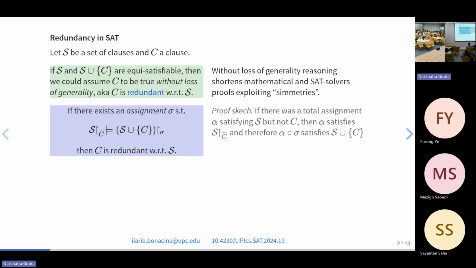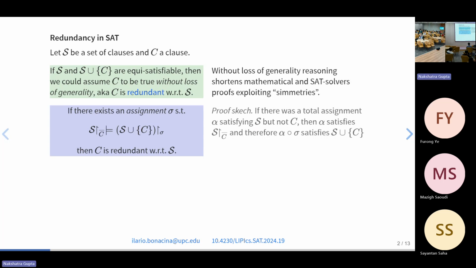So of course, a clause that is a logical consequence of S is redundant, but we're interested in clauses that are not logical implications. One way to check if a clause is redundant is if this property holds: if there exists some assignment sigma such that the set of clauses S restricted by the negation of your clause C gives some bunch of clauses, and this semantically implies the set S union the clause C restricted by this assignment sigma, then you can be sure that the clause C is redundant with respect to S.